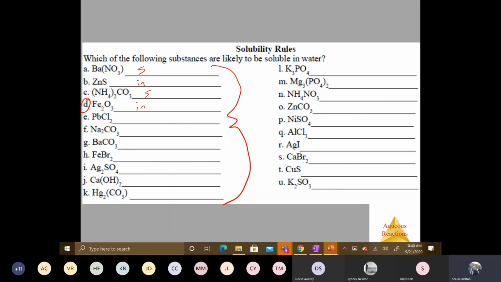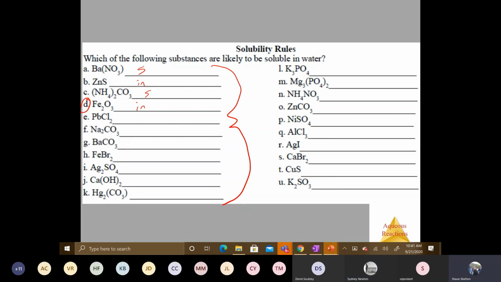Now before we go on, iron 3 oxide is rust. Rust forms on your car. When it rains, does rust dissolve off your car? No, because it's a chemical reaction. Exactly. It's irreversible. That's why it's insoluble. Good one. Okay, what about E?